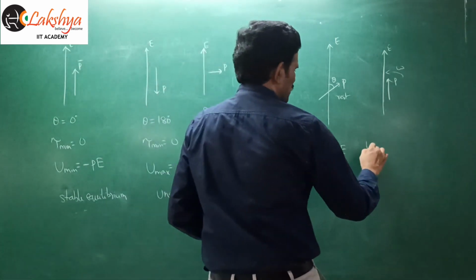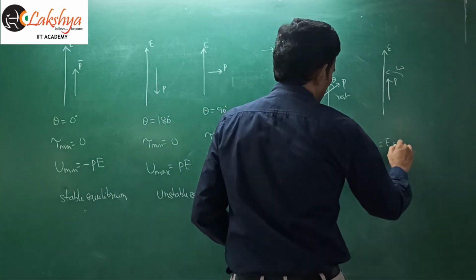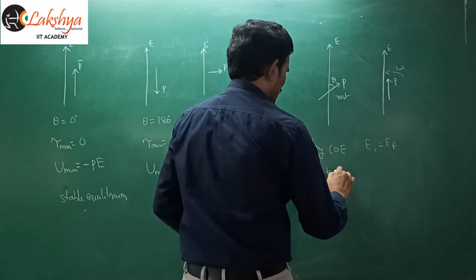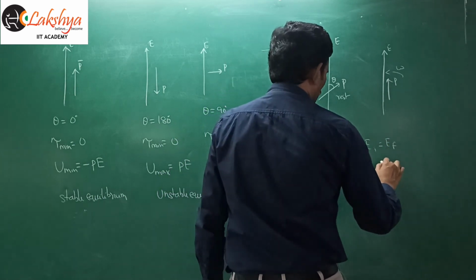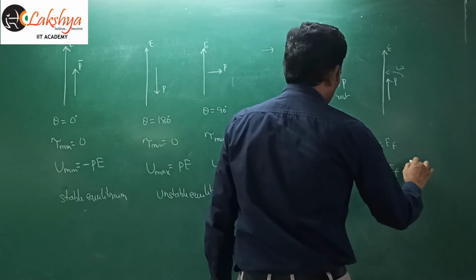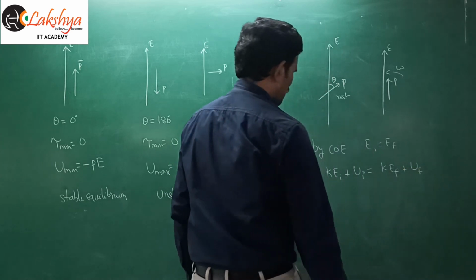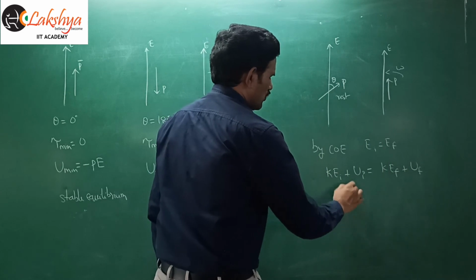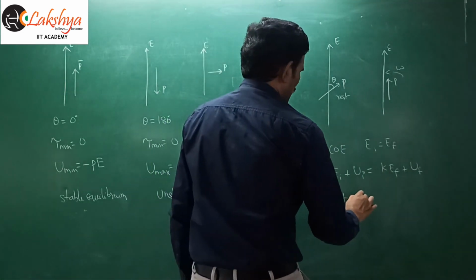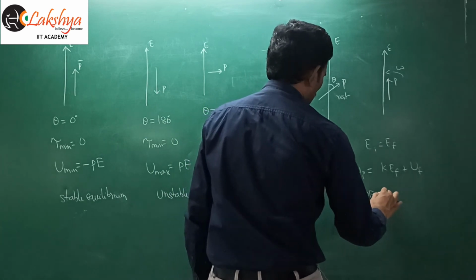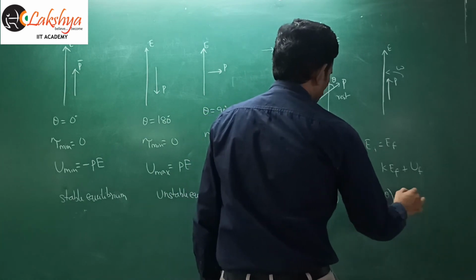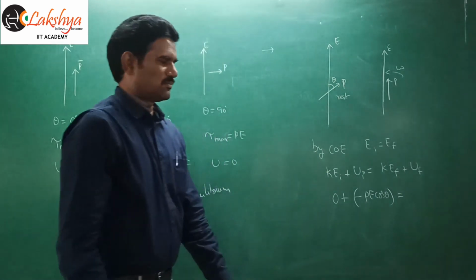By conservation of energy, initial energy is equal to final energy. Initial kinetic energy plus initial potential energy is equal to final kinetic energy plus final potential energy. Initial kinetic energy is 0 because we are releasing from rest, and initial potential energy we write as minus PE cos theta, because it is making some angle theta, right?